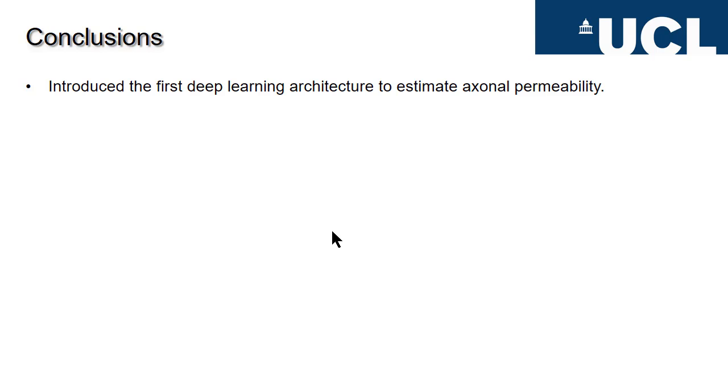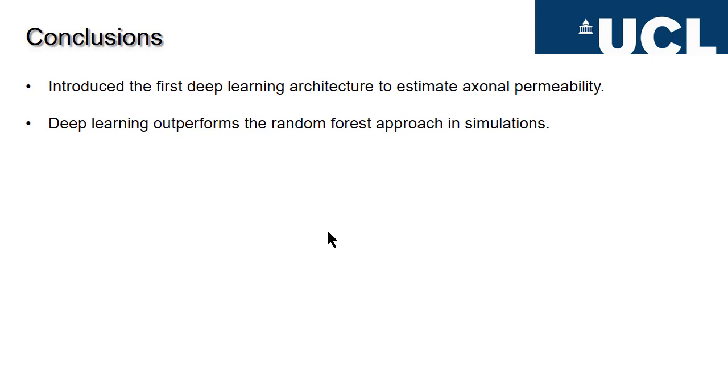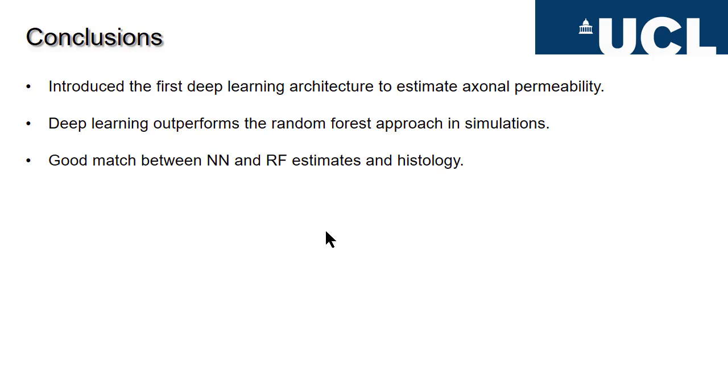To conclude, we have here introduced for the first time a neural network for axonal permeability estimation. We have then showed that our neural network outperforms the previously established random forest in simulations of the white matter tissue. We have then produced parameter maps of mice corpus callosum using in vivo data, and we show that there is a good match between the predictions of the machine learning models and the expected values, with the neural network providing estimates closer to the expected values.